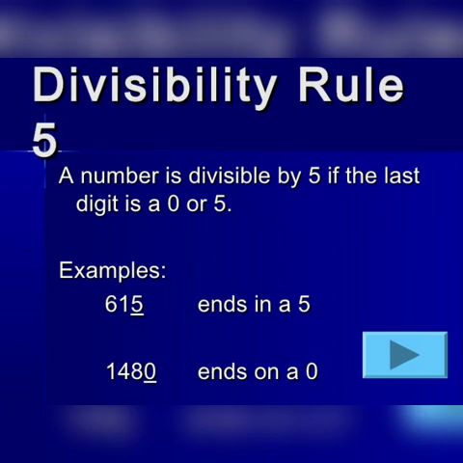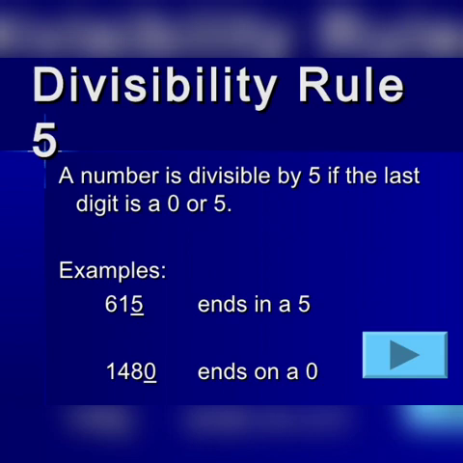The next rule is divisibility by 5. A number is divisible by 5 if the last digit is 0 or 5, which means our last digit should be either 0 or 5. Then it is divisible by 5. Example for that is 615. What is the last digit here? 5. So the rule is satisfied, the last digit is 5. So we are saying that 615 is divisible by 5.